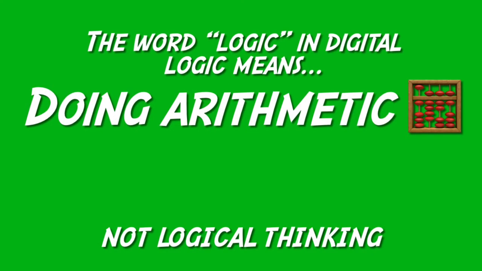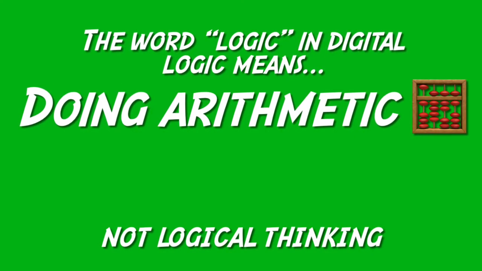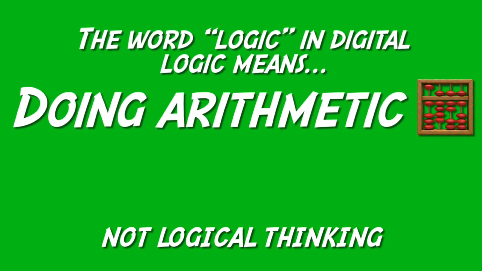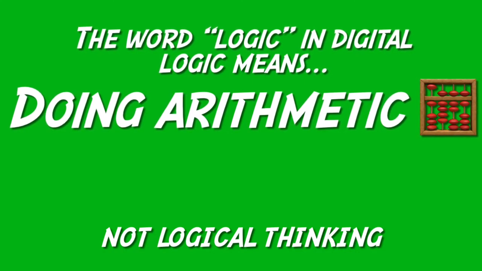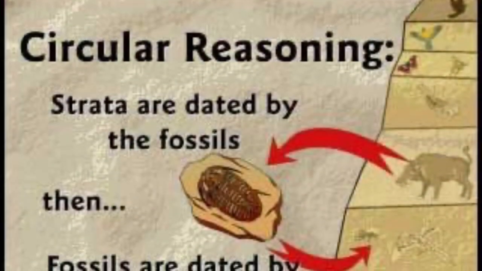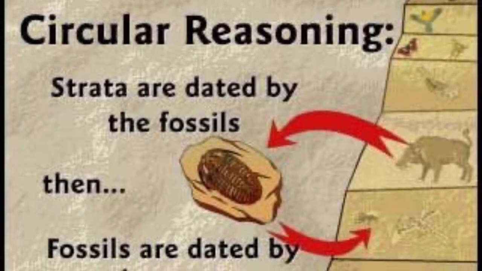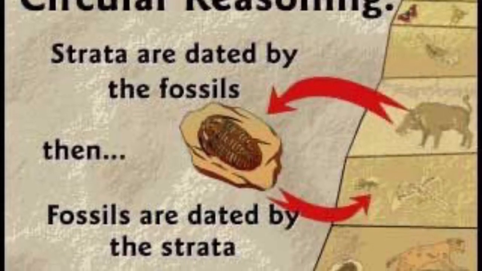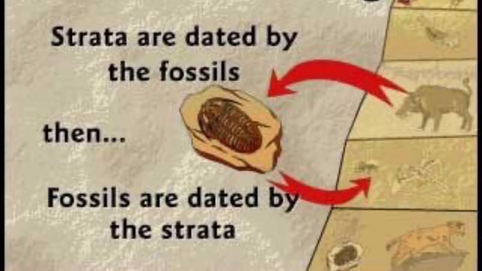Now the word logic in digital logic means we're going to perform arithmetic calculations. We're not using the word logic to refer to logical ways of thinking or logical fallacies, such as how circular reasoning is often used to date fossils and sedimentary layers as millions of years old.